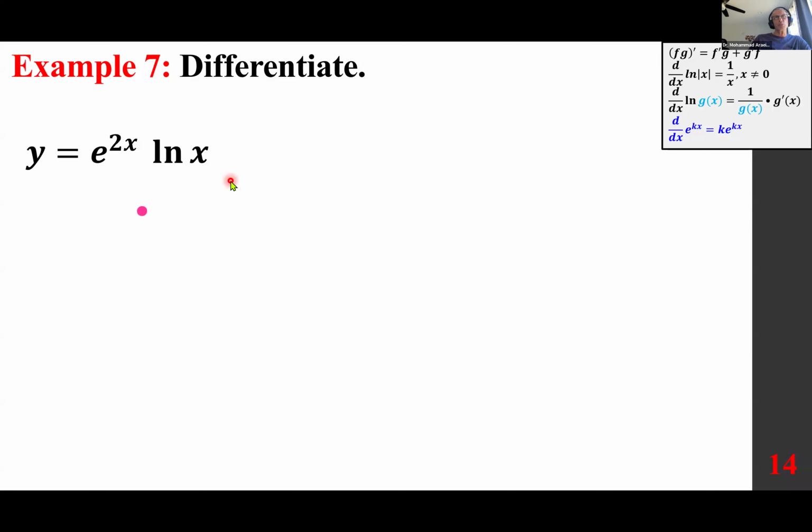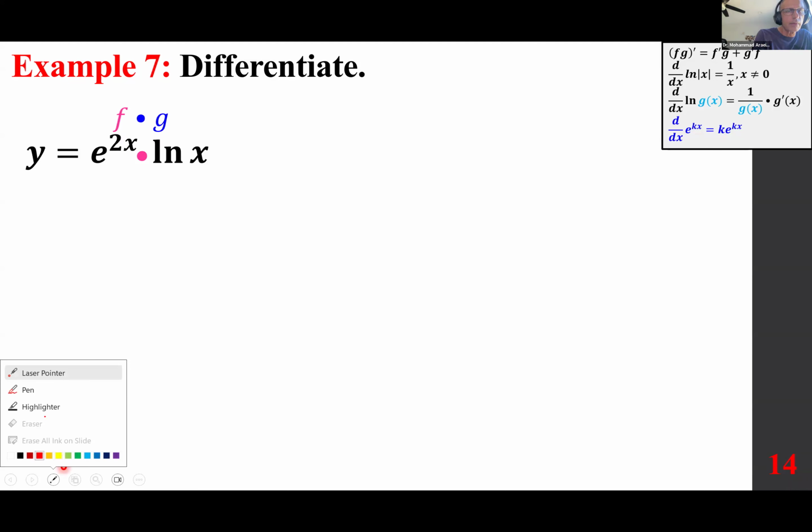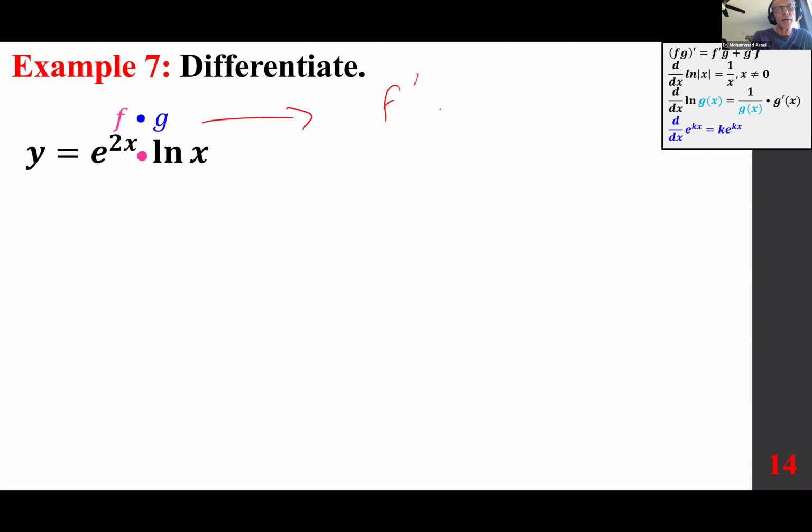I'm going to put a raised dot in between, meaning we are going to use the product rule, f times g, which is f prime g plus g prime f, as you can see it here. So to differentiate this, y prime starts with f prime. The derivative of an exponential is itself, e to the power of 2x, and then by the chain rule times 2.